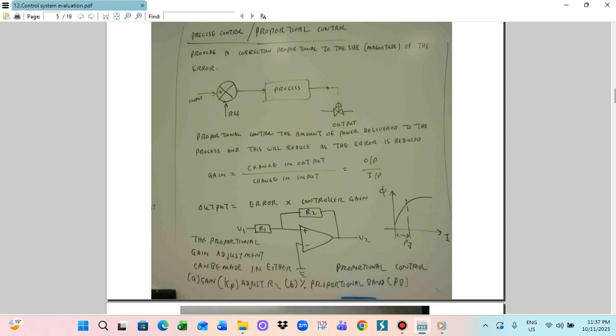When V1 is an input, we can adjust R1 and R2 to adjust the output. So the proportional gain can be adjusted. Then by adjusting R2 or the band, you can adjust the proportional control we can calculate.